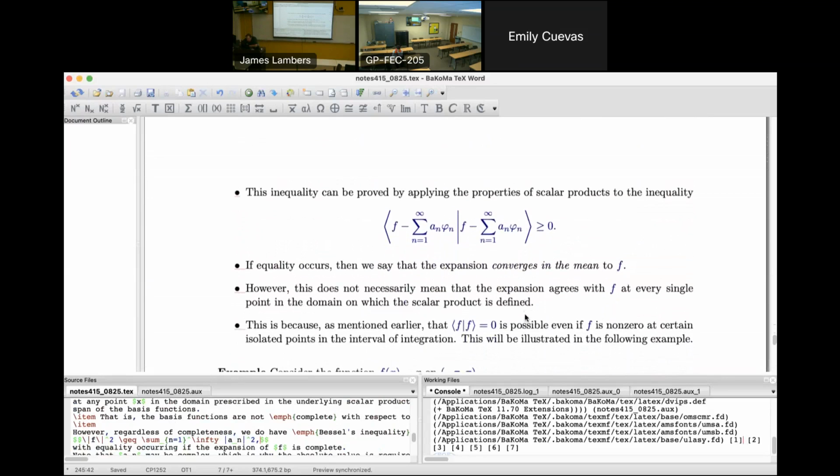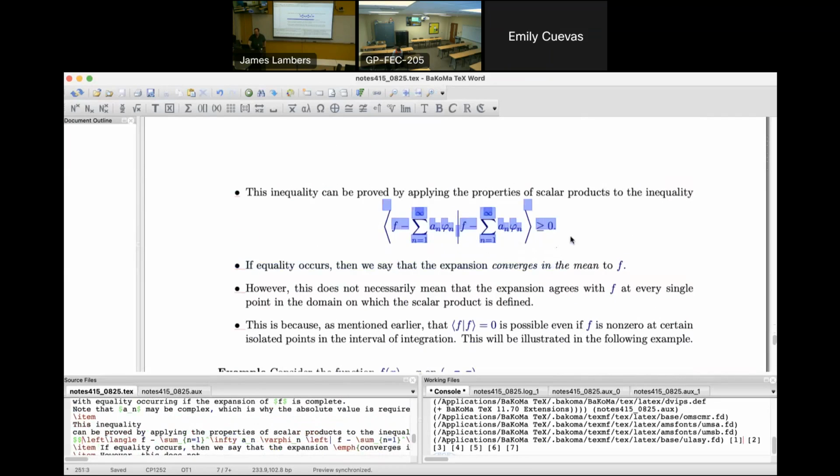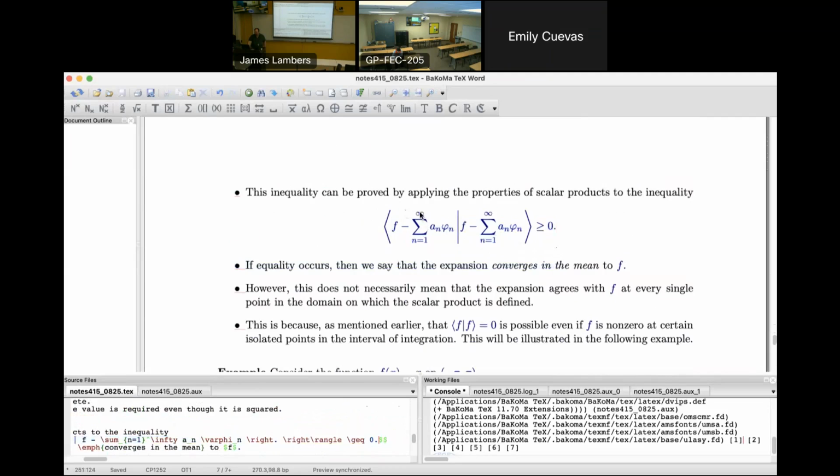that. It's actually a homework problem to prove Bessel's inequality. So I won't go through the whole thing here, but I can get you started at least. Use this starting point: f minus the expansion, take the scalar product of it with itself. Take the scalar product of any function with itself and you have something that is non-negative. And so you can take advantage of that to establish Bessel's inequality.